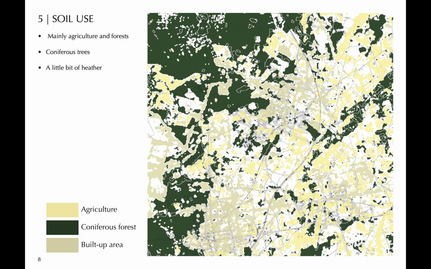The land is mainly used for agriculture and forests. The dark green color represents the coniferous trees that are present in abundance. In the yellow color are the agricultural areas, some of which are no longer actively used. And in the beige color, the urbanized areas can be seen.